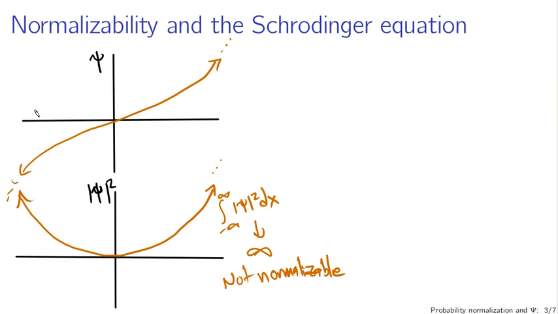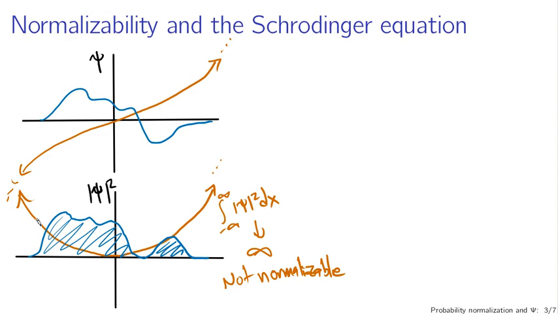If I drew a different function, for example, something that looked maybe something like this, its squared magnitude might look something like this. There is a finite amount of area here, so if I integrated the squared magnitude of the blue curve, I would get something finite. What that means is that whatever this function is, I could multiply or divide it by a constant such that this area was equal to 1. I could take this function and convert it into something such that the integral from minus infinity to infinity of the squared magnitude of psi equaled 1, and it obeyed our statistical constraint on the probability distribution.